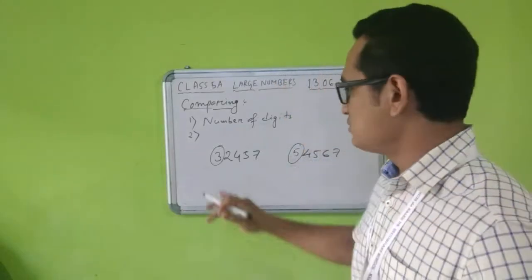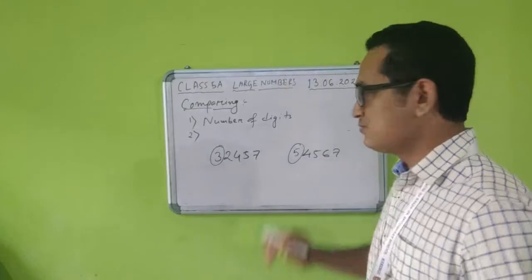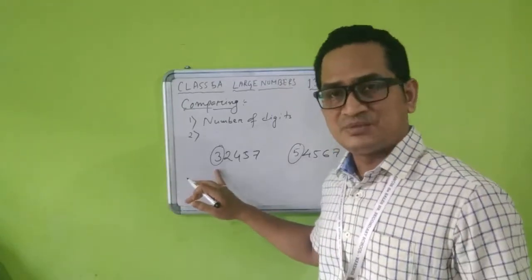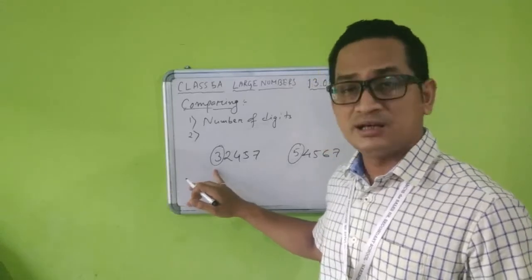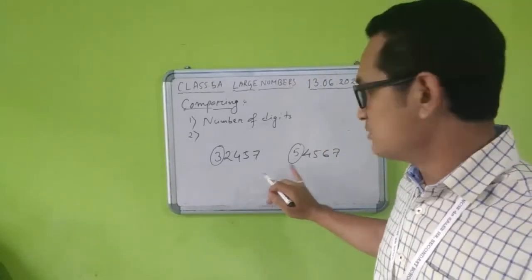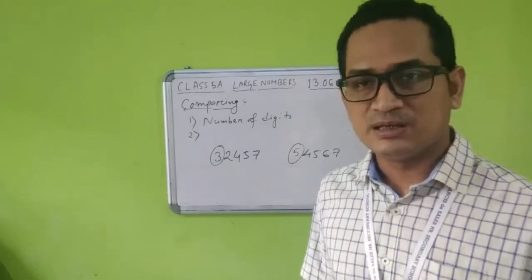Now, the 10,000 place digit is 3 here and 5 here. Students, obviously we know the place value of this 3 will be 30,000, and the place value of this 5 will be 50,000. So which one will be greater? Of course, 50,000 will be greater.